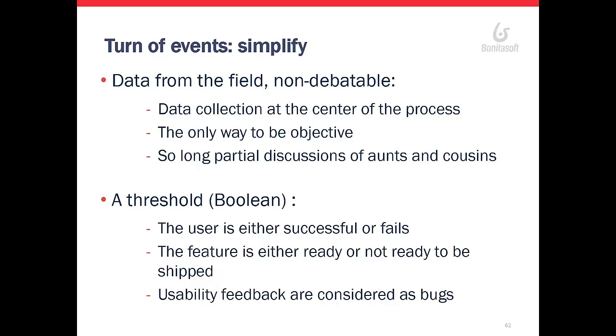And so the threshold is clear. The user is either successful or they failed. So the feature is either ready to be shipped or not ready. If the user is not successful, the feature is not ready. And also, the gain is that the usability feedback should be considered as bugs. They have the same level of priority after this has been implemented in Bonita.